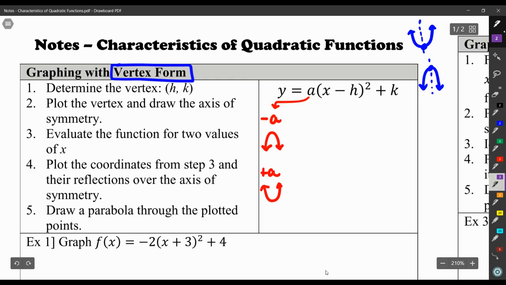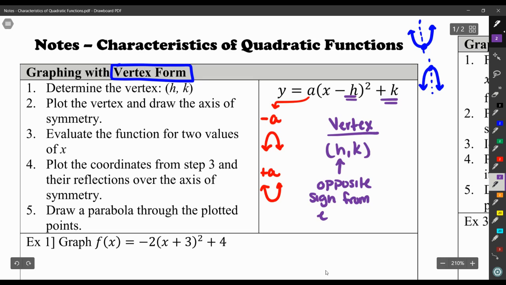For vertex form, the reason why it's called vertex form is because you can determine the vertex directly from the equation. So you find the vertex at (h, k). h is found on the inside of the square, k is found on the outside. And the h value is always the opposite sign from the equation. So if the equation has a +2, your h is actually a -2. If the equation has a -3, your h is actually a +3.